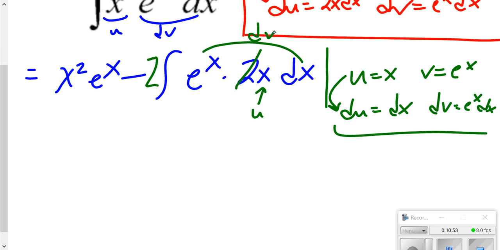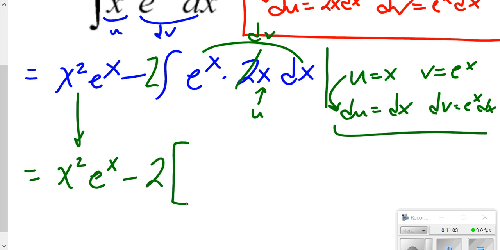So again, within this, I have u dv as my integrand. Okay, so the first term from before still tags along, and this minus and this 2, everything after it is going to be multiplied by that minus 2. So u times v minus the integral of v du.